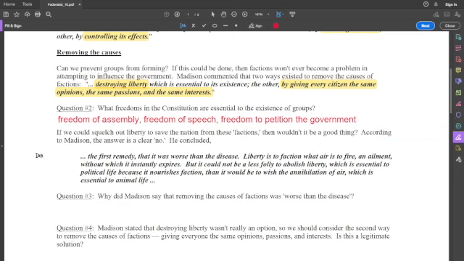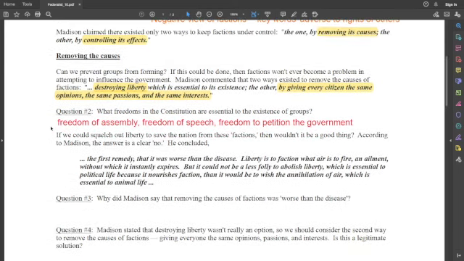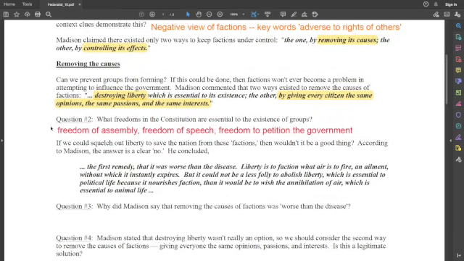All right? And James Madison says, hey, what we could do, we could prevent groups from forming by crushing those liberties right there. Right? Because that way, if you don't have freedom of assembly, we could punish you just for gathering together in a group.